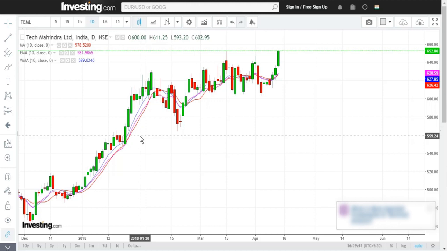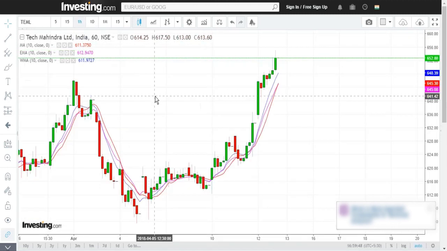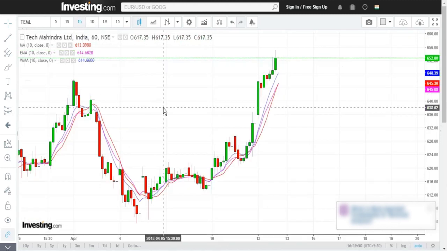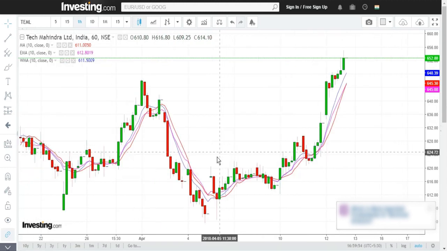One more point, as we are discussing, here we have looked at the daily chart. We can plot moving averages similarly for hourly or 15-minute charts also. So whatever time frame you want to trade, you can use moving averages in those time frame charts because they work in all conditions.